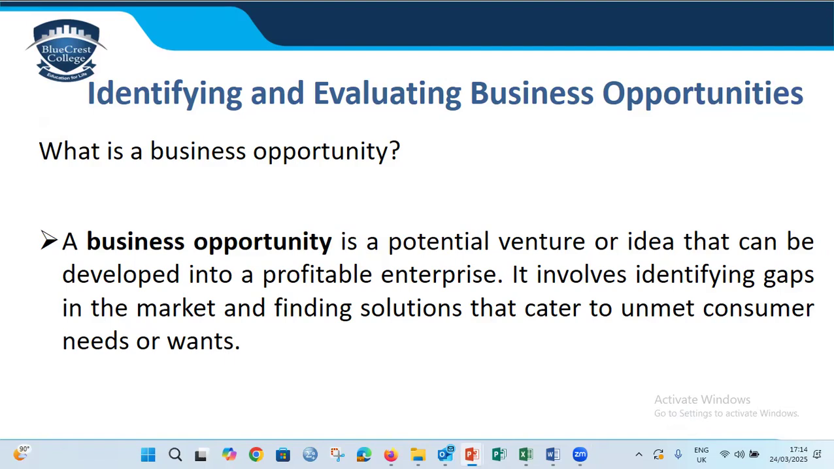And how you come by a business opportunity can be based on a lot of things. But it involves identifying gaps in the market. So what is already existing? What do people need? What is not there? In trying to fill those gaps, you come up with business opportunities. So it involves identifying gaps in the market and finding solutions that cater to unmet consumer needs and wants.